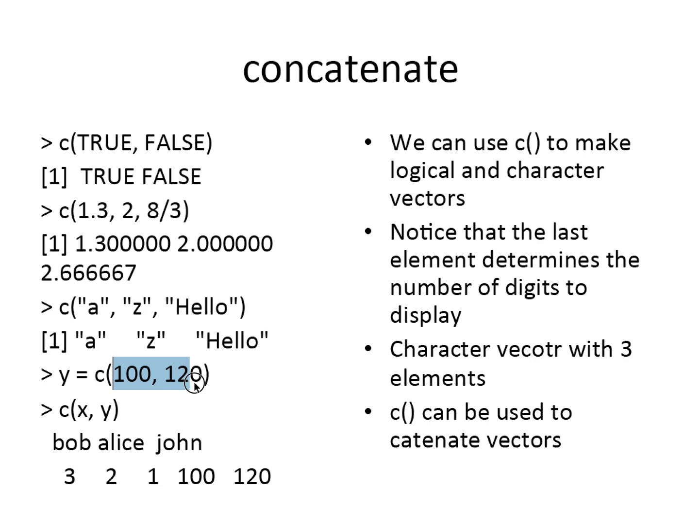Concatenate 100 and 120, and then we can actually put vectors of vectors together. So we defined X on the previous page. We just defined Y, stick them together, Bob, Alice, and John, and then you stick on 100 and 120. They don't have names, so that part's blank, but it can just shove them together like that, if that happens to be useful to you.